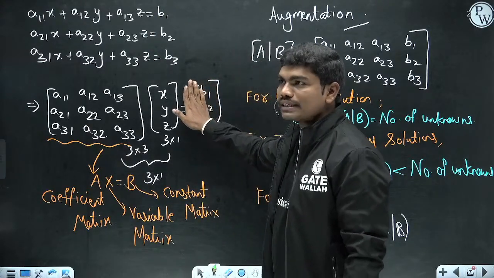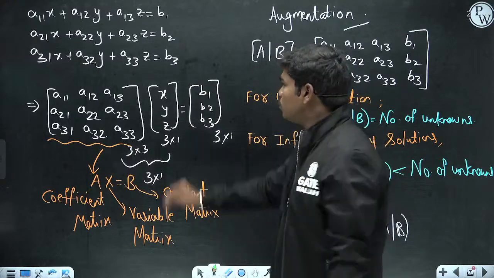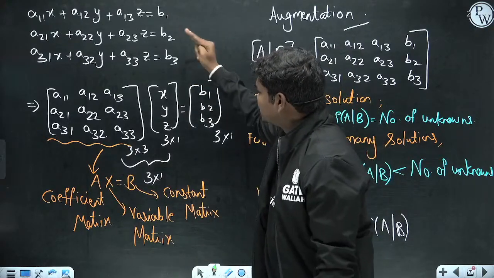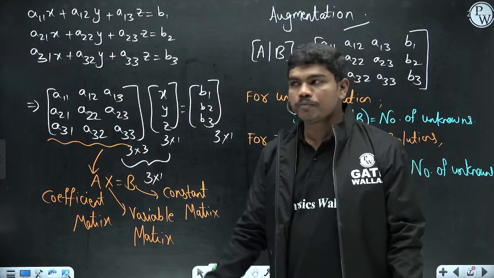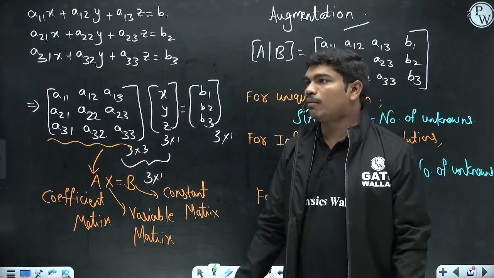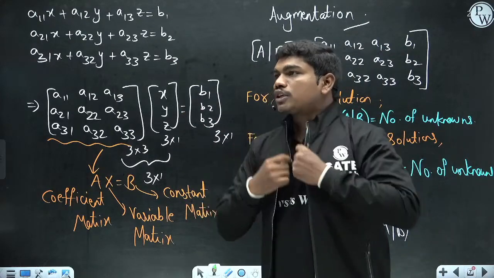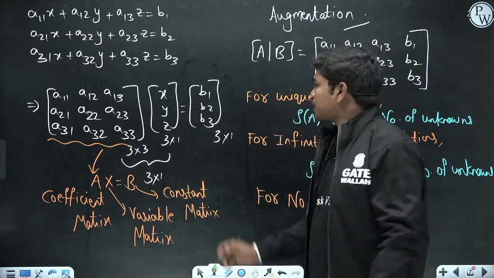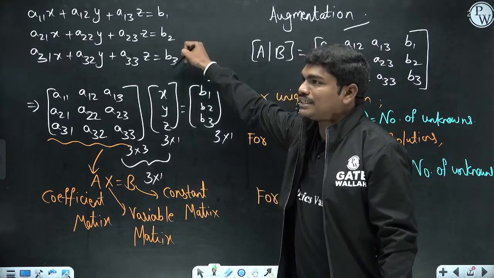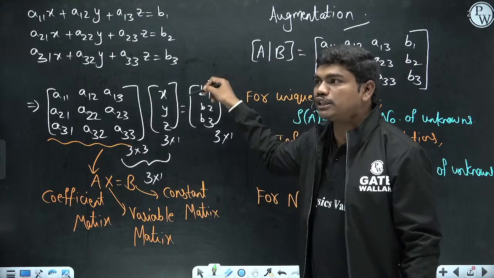Yes or no? Correct? Try to understand the logic. I'll tell you. See, whenever b1 is 0, b2 is 0 and b3 is 0, then this matrix will be a 0 matrix. Yes or no? Type in the chat box. Come on, quickly, all of you type in the chat box. Can I say if b1, b2, b3 are zeros, then this matrix will be a 0 matrix?